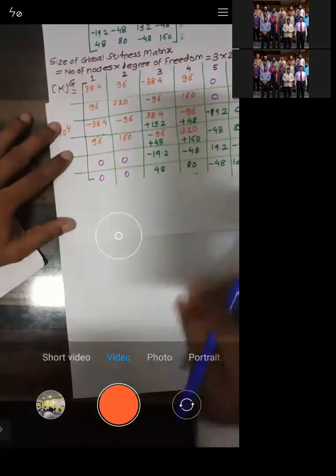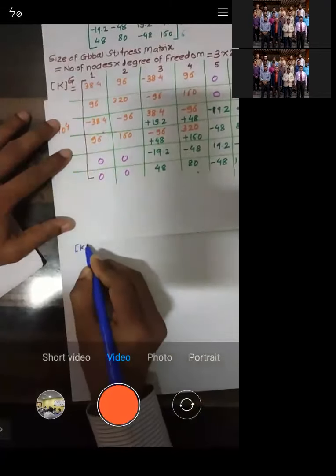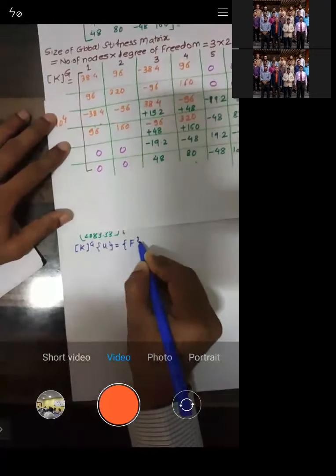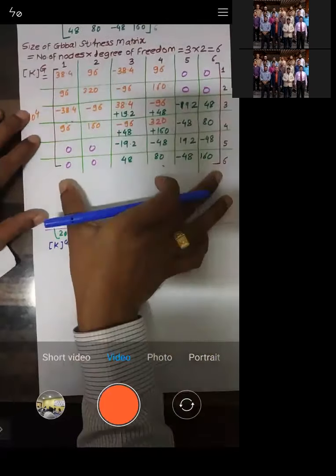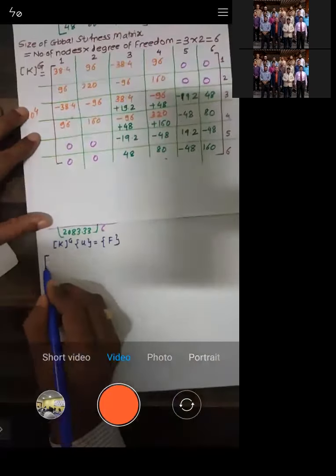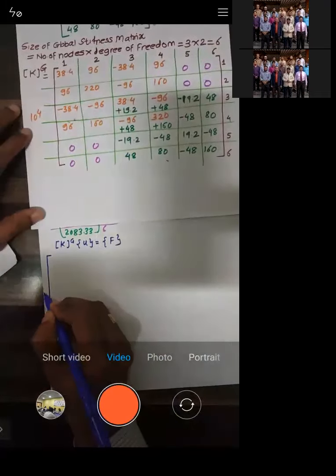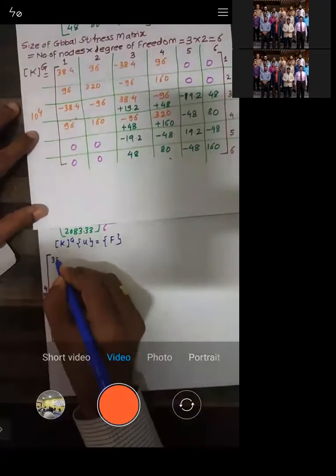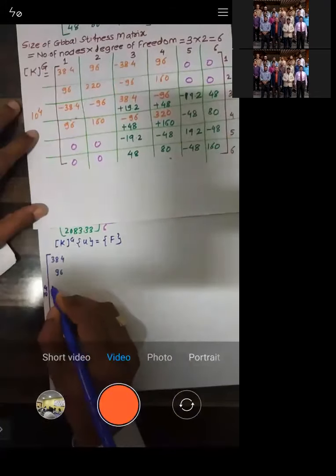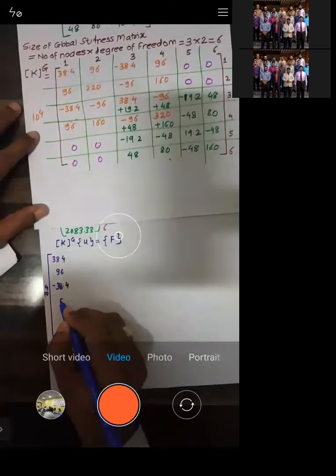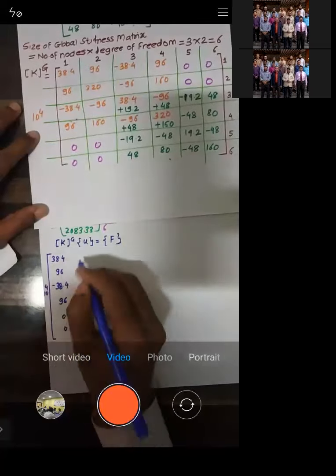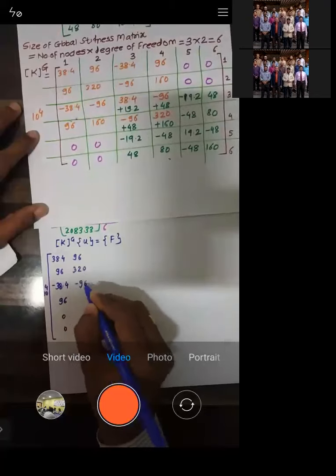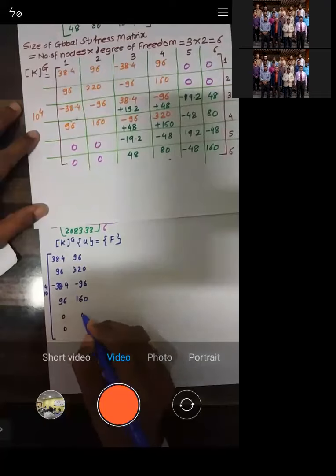Right. So now we'll write down the global matrix equation, right? Global matrix into displacement is given by force. We have these global matrices, so I'll just copy those matrices here. 10 raised to power 4 is outside. Then what is remaining? It's 38.4, 96, minus 38.4, 96, 0, 0. Then 96, 320, minus 96, 160, 0, 0.